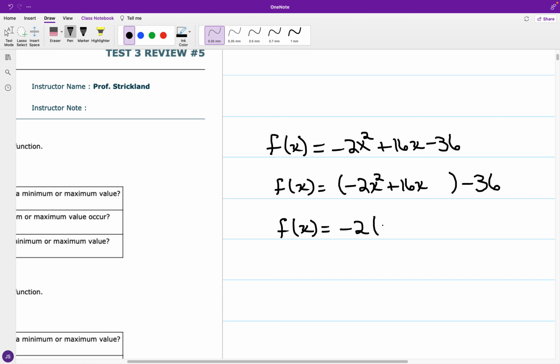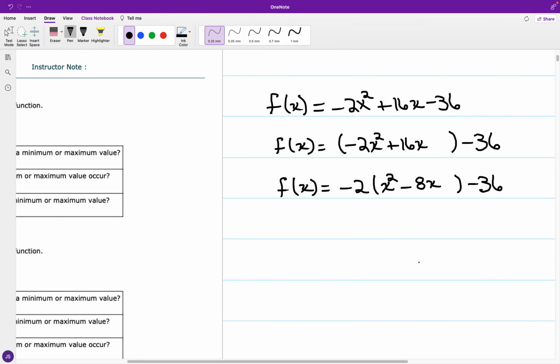Negative 2 goes into negative 2x squared x squared times, and negative 2 into positive 16x would be negative 8x. Again, we have followed by negative 36. Now I have the stage set where I can perform the completion of the square.